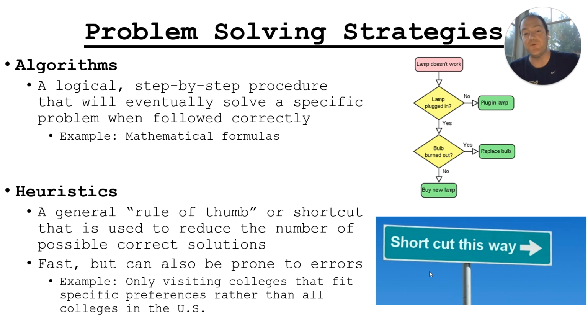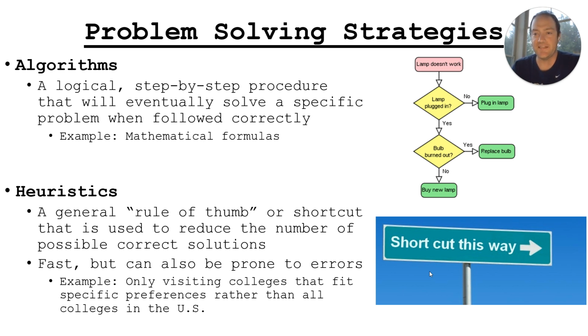So these are the two where you can get very different types of both of these, algorithms and heuristics. And we're going to talk about some ways that heuristics can cause you to have faulty thinking in the next video. But algorithms are very logistical, step-by-step procedures that you follow until you come to a solution.